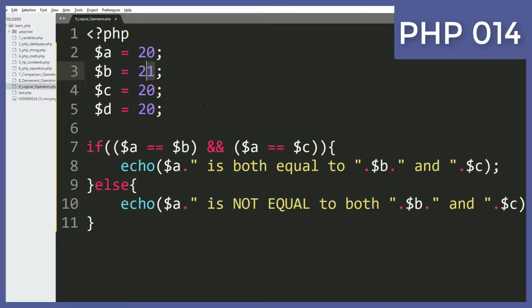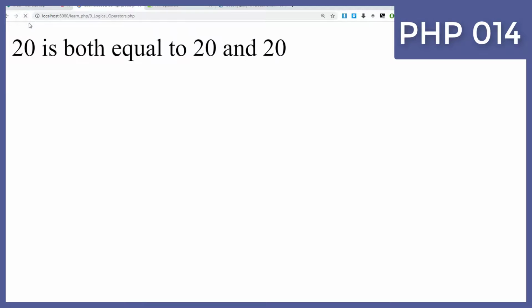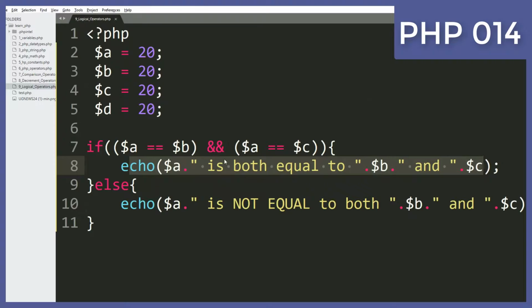So if I make this one also 20, it means that the condition will be true, because A is equal to 20 and B is 20. At the same time, both A and C are equal to 20. So it means that this condition, the first one, will be executed. If I come and refresh, you can see 20 is both equal to 20 and 20. So programs don't make mistakes.